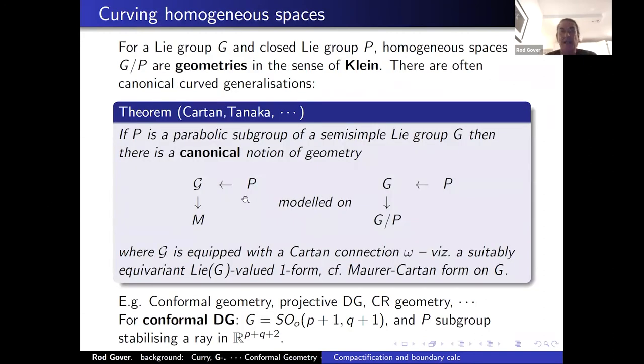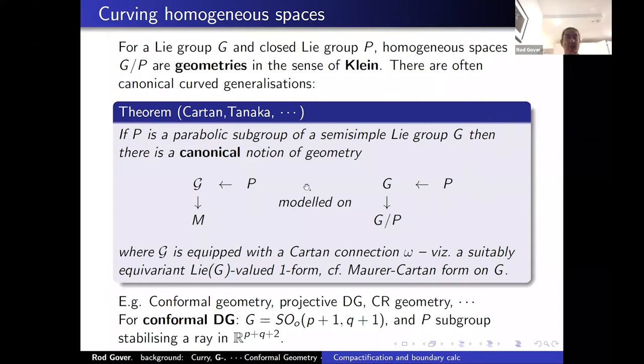And now how do you curve this? So I'm working towards here the very general idea of how to do compactification, to get a conceptual picture of how to compactify. So starting with homogeneous spaces, and understanding the compactification the way I was just talking, there's a way to make curved versions.